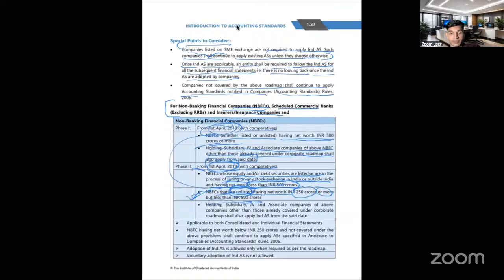Then holding, subsidiary, and JV associate companies of the above companies, other than those already covered under the corporate roadmap, shall also apply Ind AS from the said date, applicable to both consolidated and standalone or individual financial statements. NBFCs having a net worth below 250 crore, or not covered under the above provision, shall continue to apply accounting standards specified in the Companies (Accounting Standards) Rules 2006. Adoption of Ind AS is allowed only when required as per the roadmap. Voluntary adoption of Ind AS is not allowed. Remember.